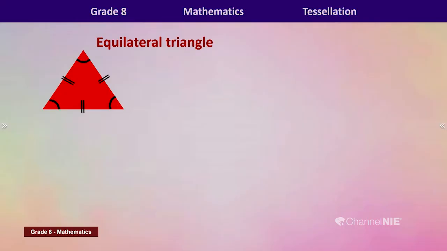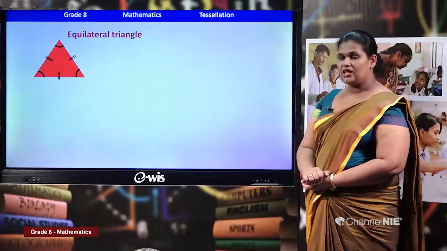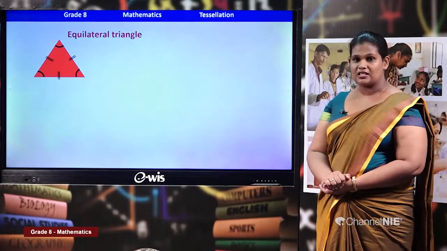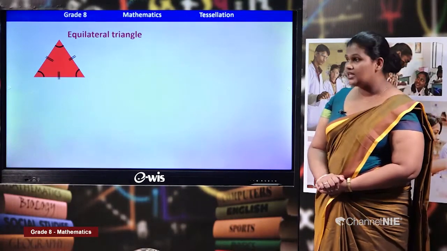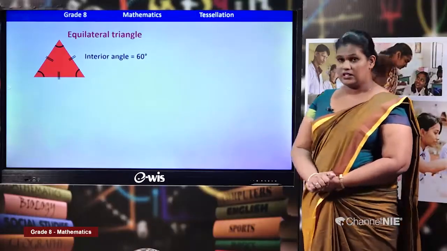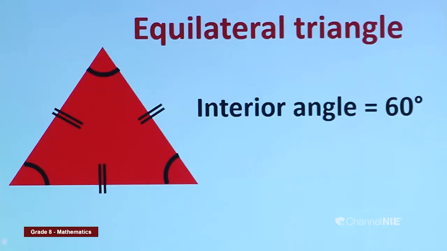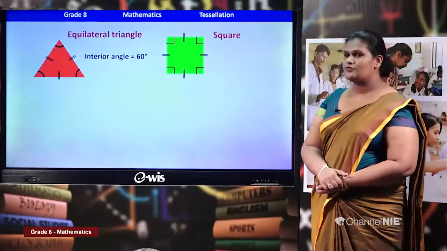We'll take one by one. First one is equilateral triangle. There we have got three sides. Here all the sides are equal in length. I have put some strokes to mention that all three sides are equal in length. Then if all three sides are equal, what happens to the interior angles? Those are also equal. Therefore, the magnitude of an interior angle should be equal to 60 degrees. Right. We will move on to another figure.